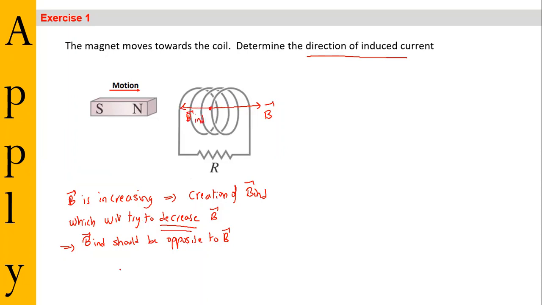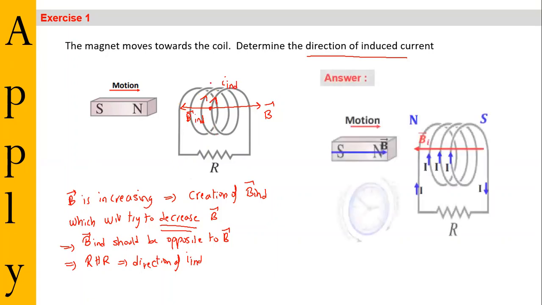Now, after I trace B induced, the last step is using the right-hand rule. Then I will find the direction of I induced in the circuit. So using the right-hand rule, if I put my thumb on B induced, I find that I induced will be like this. So I have determined the direction of I induced, and here we have the answer.